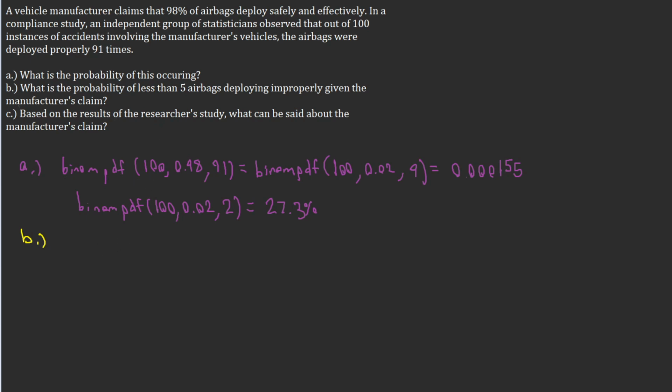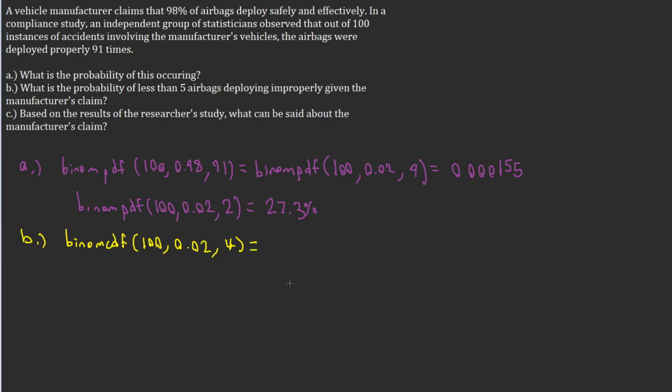And if we want the probability of less than 5 airbags deploying improperly, then we want the cumulative distribution function here with 100 trials and a probability of 0.02. And we want to evaluate this at 4, because if we were to evaluate this at 5, we would be including that situation in which 5 airbags deploy improperly, and we don't want to do this. This question here is asking about the probability of strictly less than 5 airbags deploying improperly. So this is going to be the correct answer here, evaluating this function.